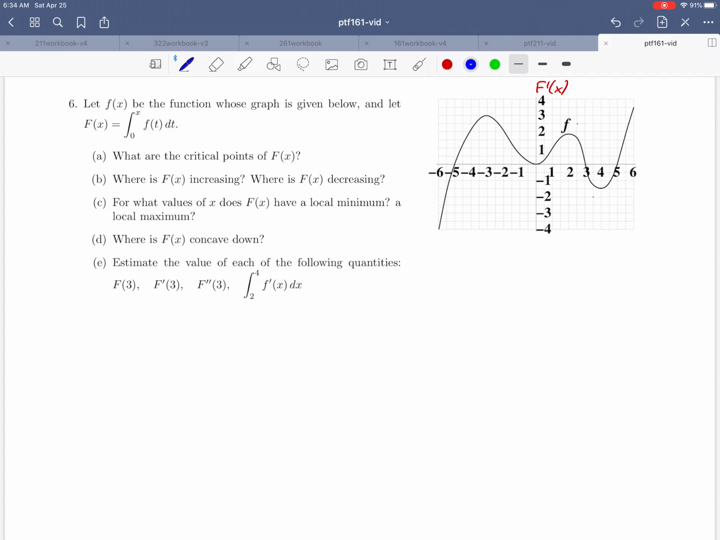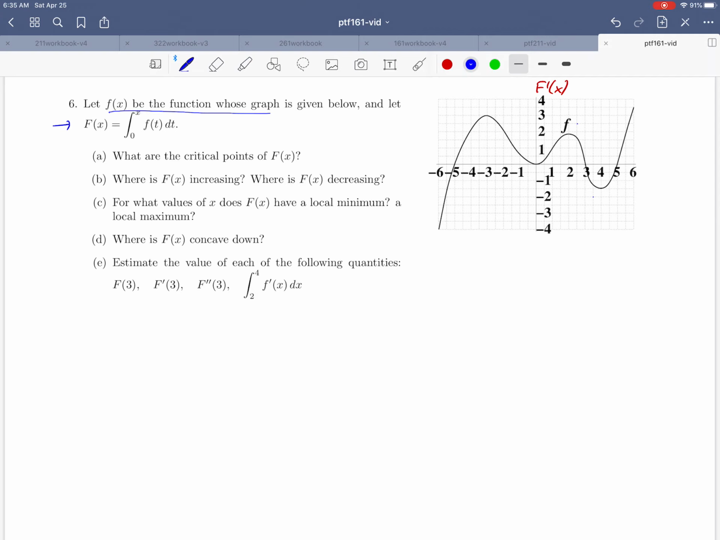Hello everybody, and welcome to the continuation of exercise 6. In this video, we're going to be looking at parts D and E of this exercise, and let's remind ourselves of the situation. So we're given the graph of a function little f, and we're defining a new function capital F to be the integral from 0 to x of little f.